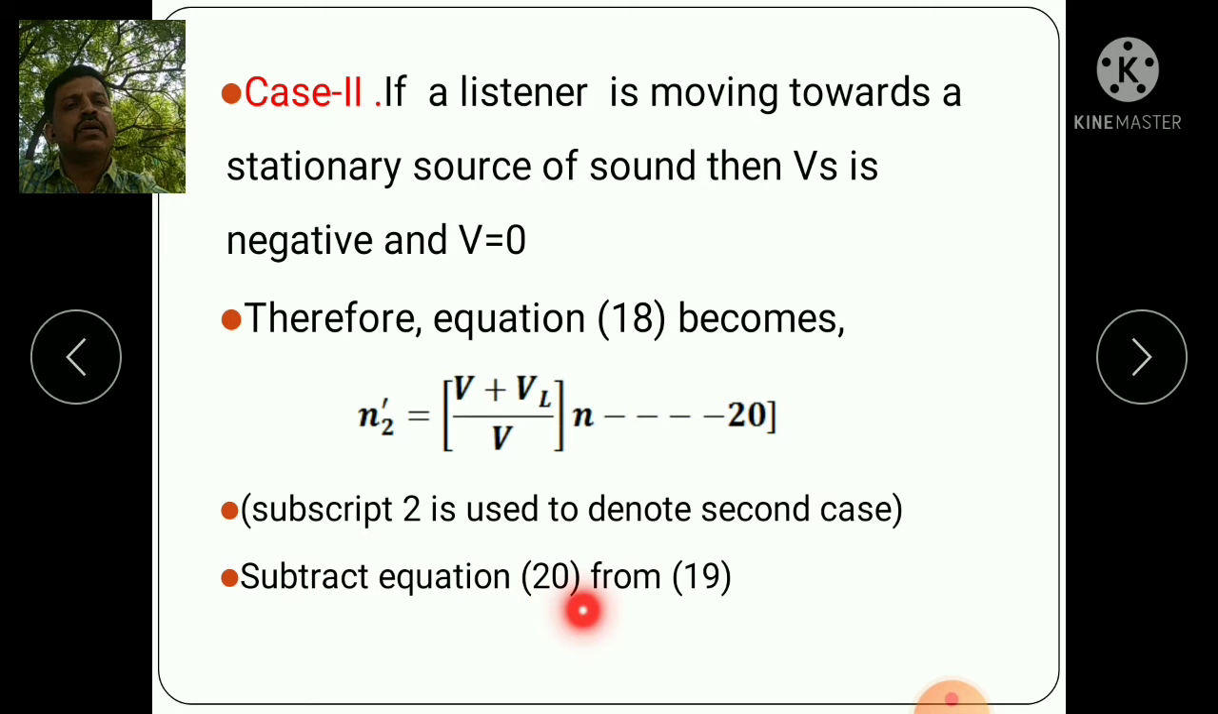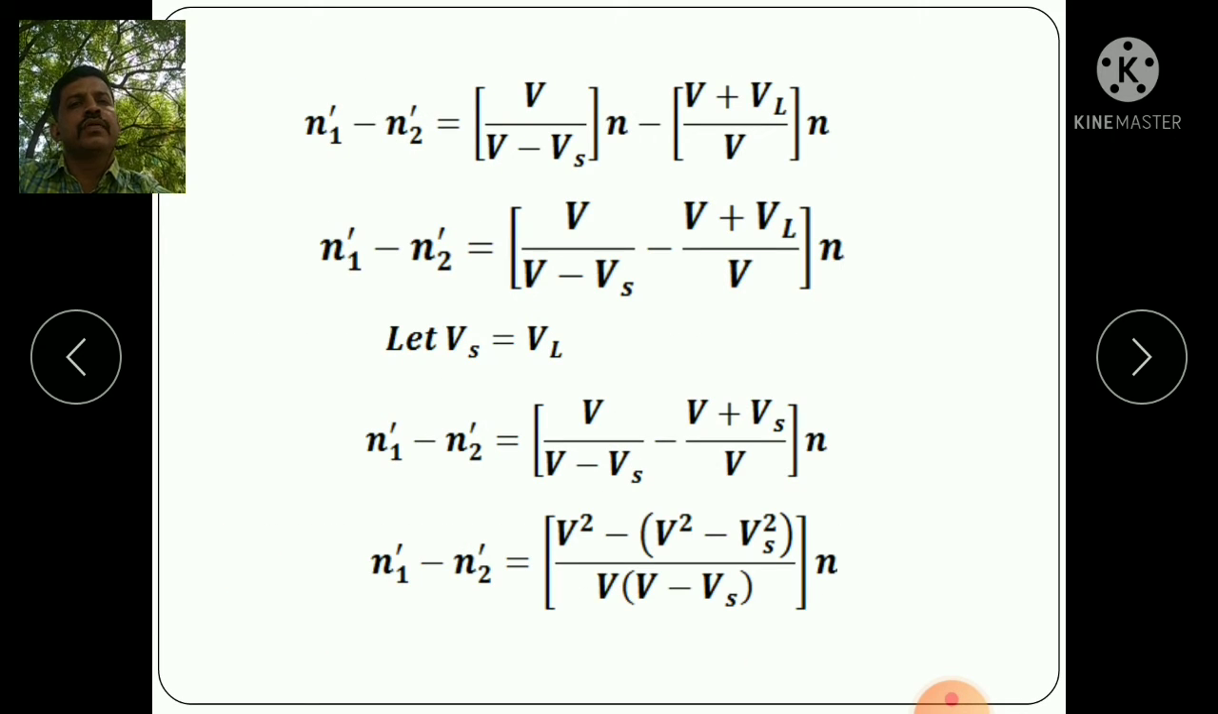Subtract equation 20 from equation 19. So n1 dash minus n2 dash equal to v upon (v minus vs) into n minus (v plus vl) upon v into n. Taking n common from the right side, the equation becomes n1 dash minus n2 dash equal to [v upon (v minus vs) minus (v plus vl) upon v] into n. Let vs equal to vl, meaning the velocity of the source is equal to the velocity of the listener.